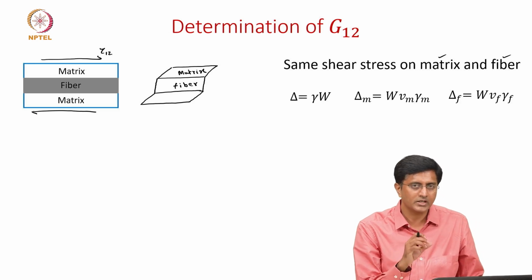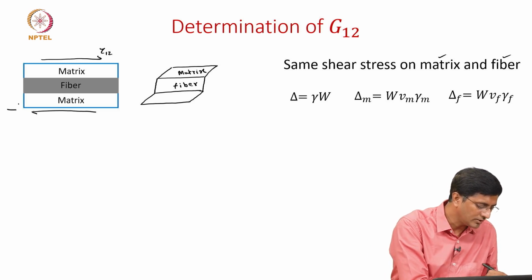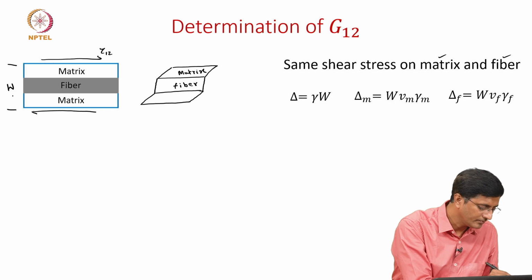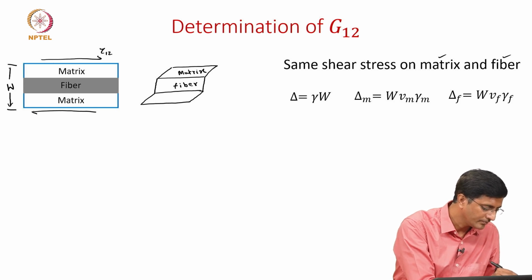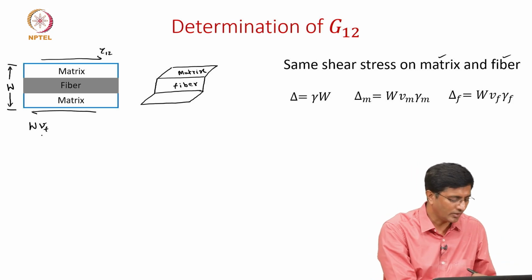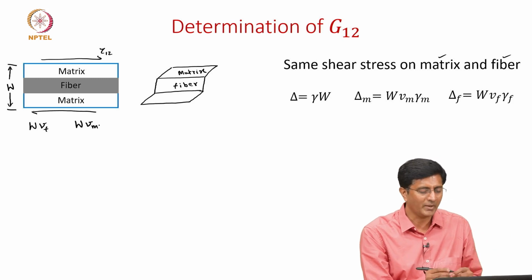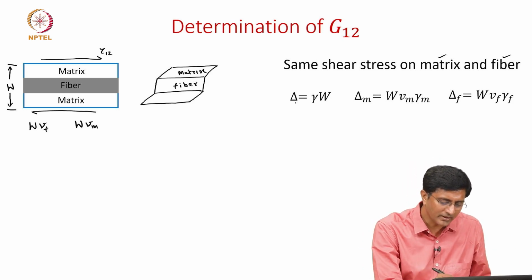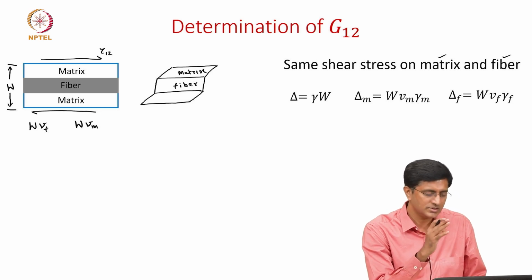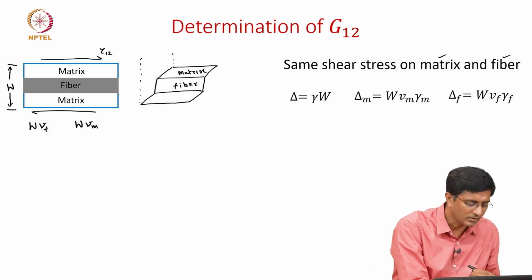Now let's look at the deformation. Let's say the total width is given by W, and of course W times VF will give you the width in the fibers, and W times VM will give you the width in the matrix material. But delta here is, because of the change in the shape, let's say we consider this is the delta we are looking at.